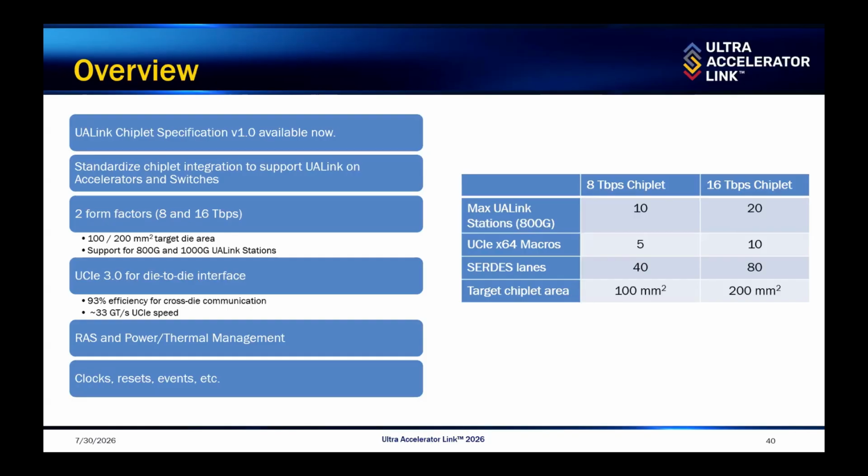The UALink chiplet is built on the UCIe 3.0 specification. UCIe is the default die-to-die open standard that exists. One of the things we did was to make sure that was highly efficient and to keep the UCIe speeds down. So you can see we're basically delivering the data across at about 93% efficiency. And we're in the 32, 33 gigabit UCIe range, which is not the top end of UCIe, but certainly very comfortable. 32 gig has been in the spec for quite some time.